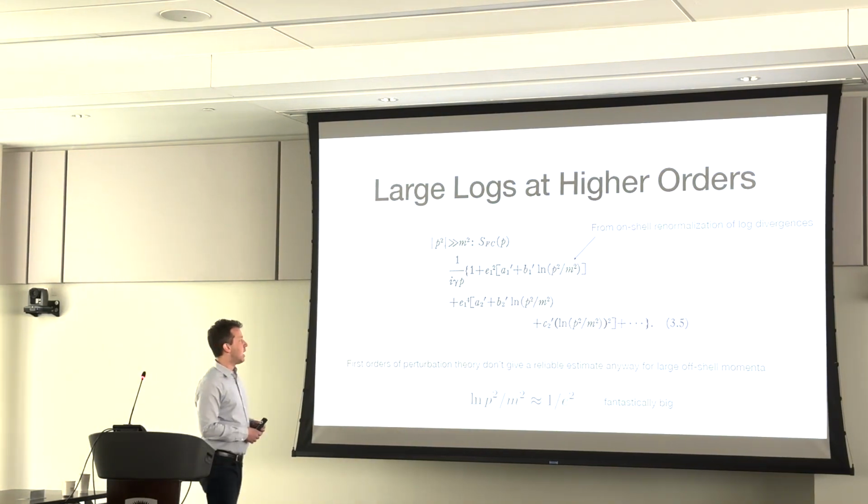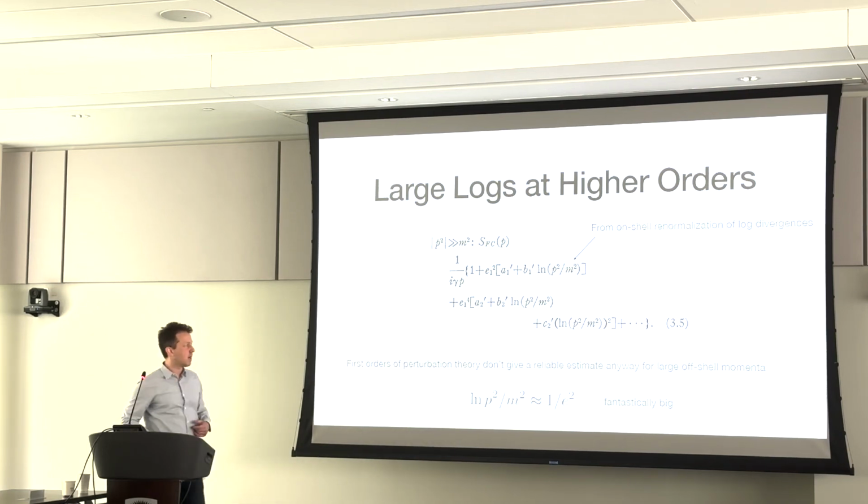And so one can clearly see it was obvious that in perturbation theory, the first orders did not give a reliable estimate for large off-shell momenta, because as soon as the logarithm of p squared over m squared is on the order of 1 over e squared, right? Then if you take this times this as the expansion coefficient, the perturbation series just does not converge very quickly anymore. So perturbation theory becomes unreliable in the UV.